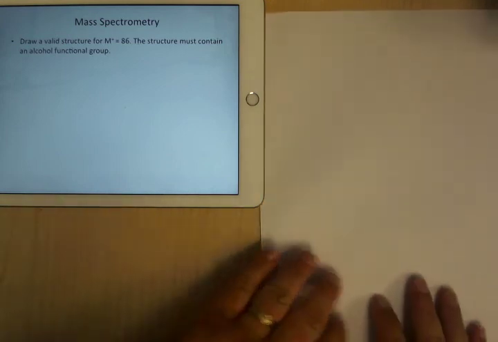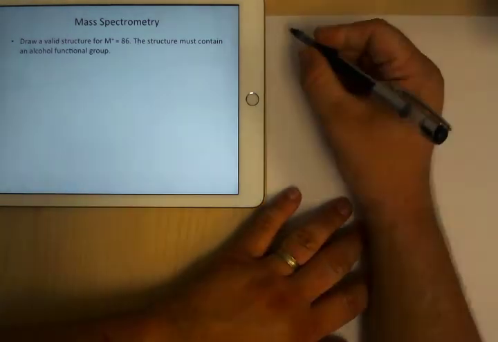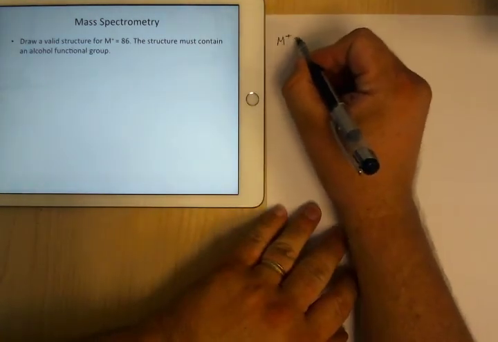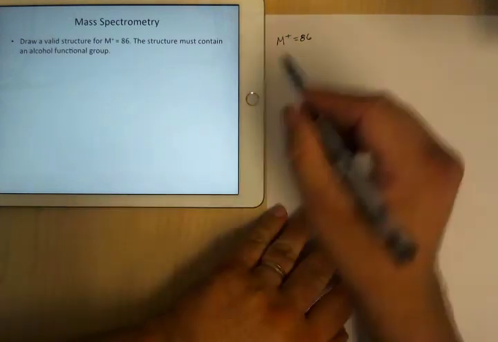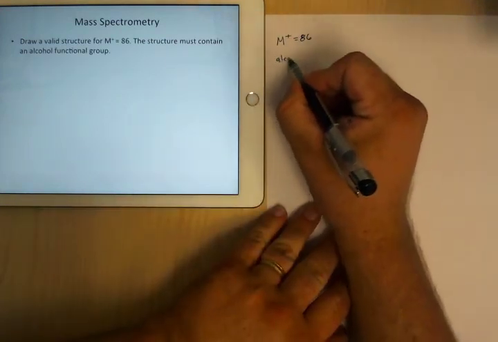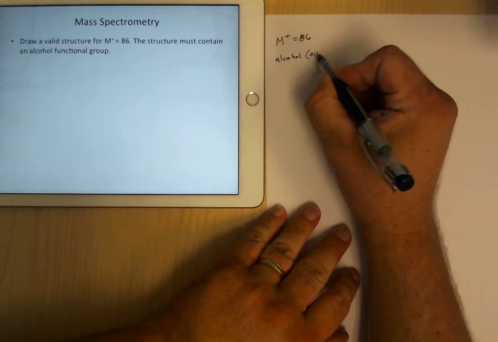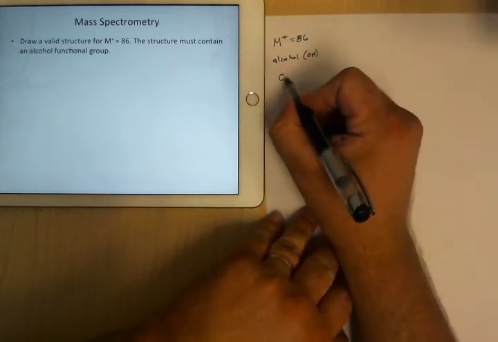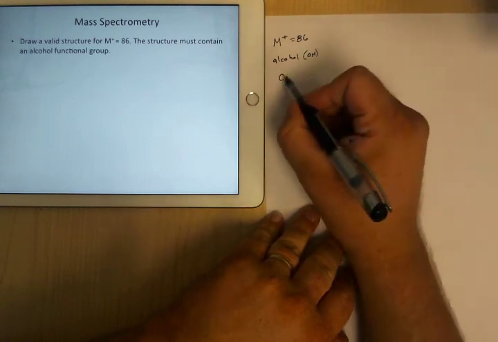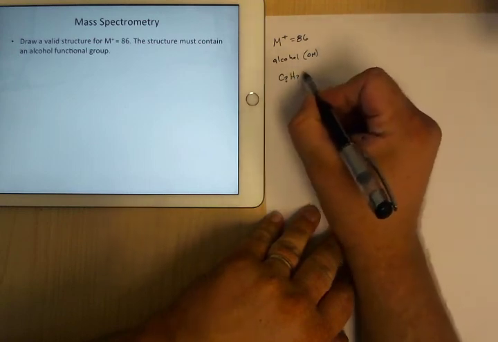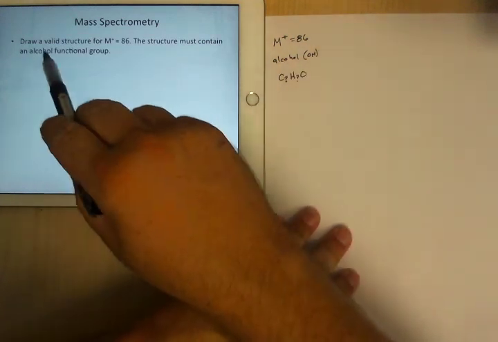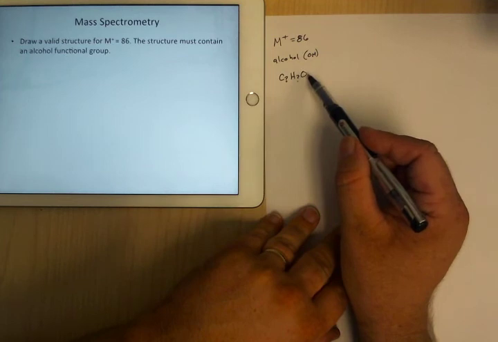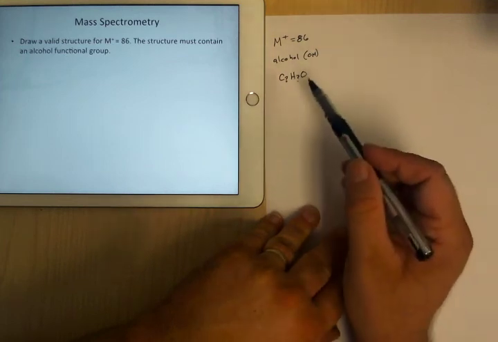Okay, so just a couple more examples, and then we'll be done. For this one, draw a valid structure. You have an M plus of 86, but I've also put the caveat in that you have to have an alcohol in there, right? An alcohol is an OH. So the formula has to be some number of carbons, some number of hydrogens, and then an oxygen. Remember I said an alcohol group, so there's only one OH, so you have one oxygen in there.